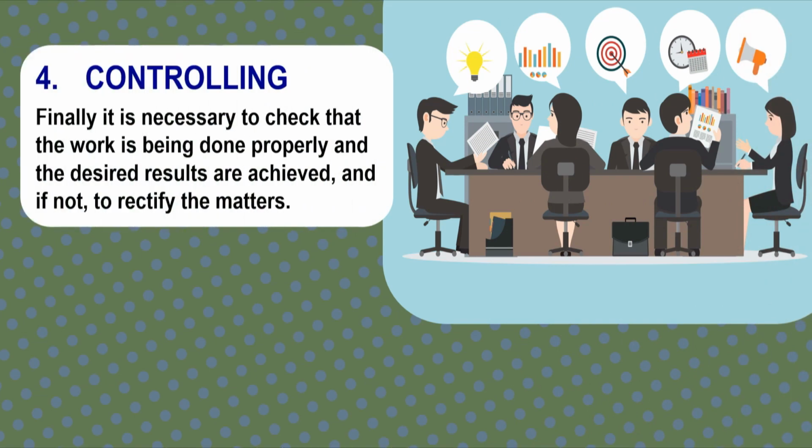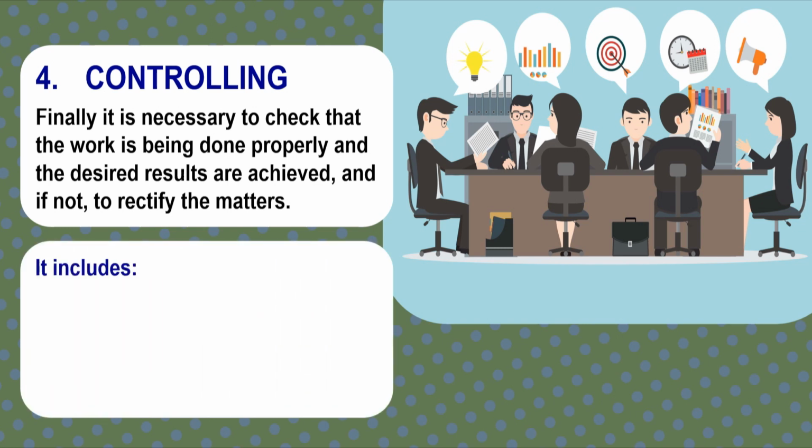The fourth and the last major function is controlling. So, finally, it is necessary to check that the work is being done properly and the desired results are achieved, and if not, to rectify the matters. So, the controlling function basically includes number 1, developing performance standards, that is establishing the criteria against which the results of the individual, team and subsystems levels are to be judged.